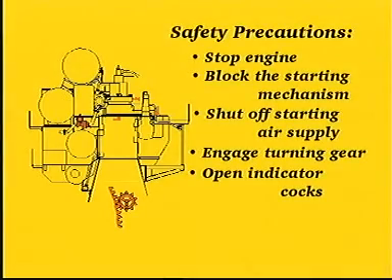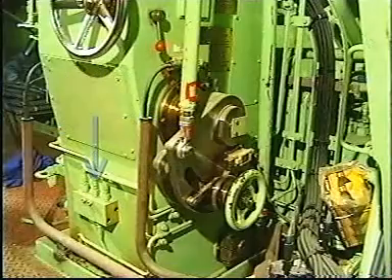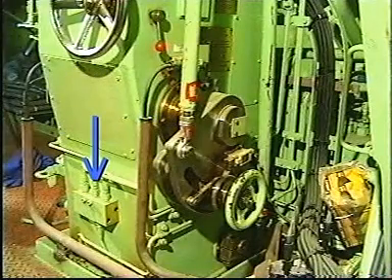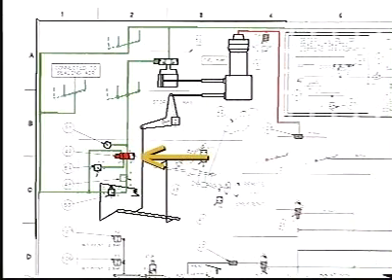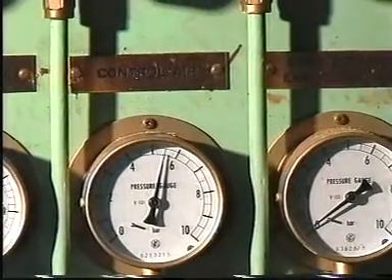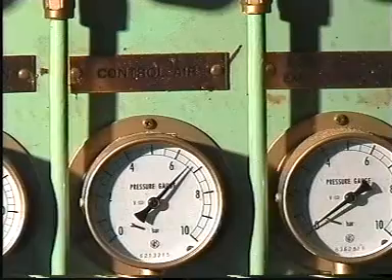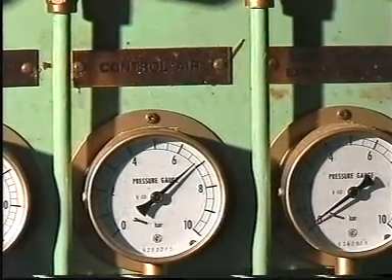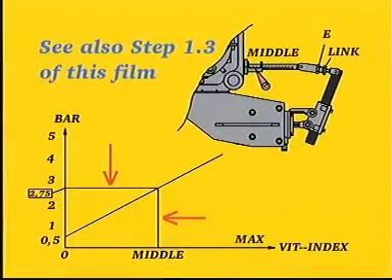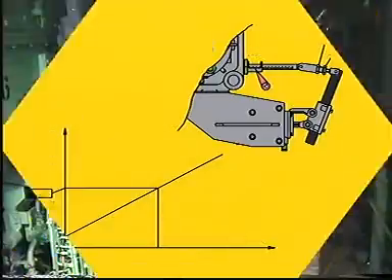Stop the engine before making any adjustments. Make sure that control air is able to pass the changeover valve. Supply a control air pressure of 7 bar to the pilot valve. If the links were adjusted in step 1.4, then adjust again so that a control air pressure of 2.75 bar corresponds to the middle value of the VIT rack.